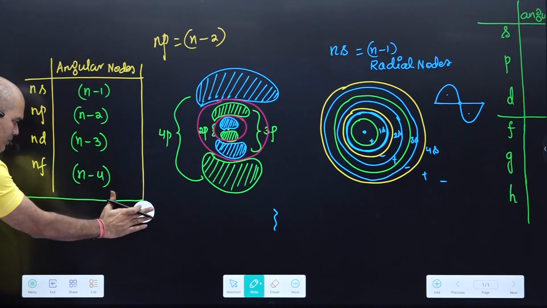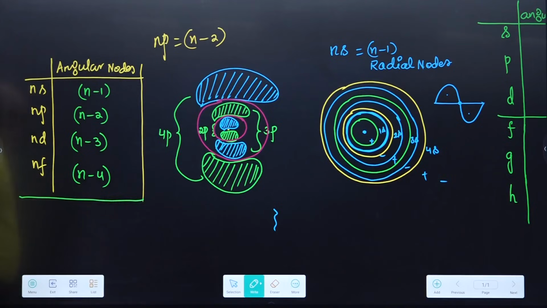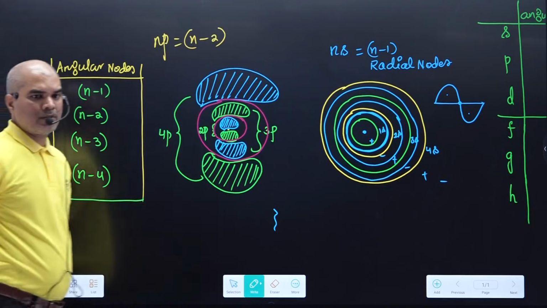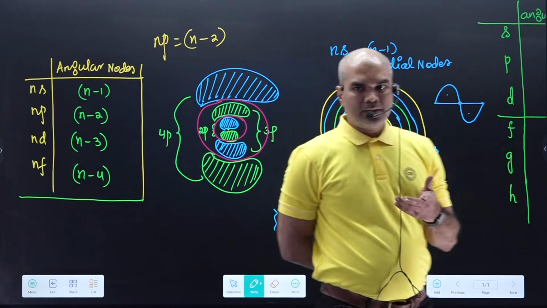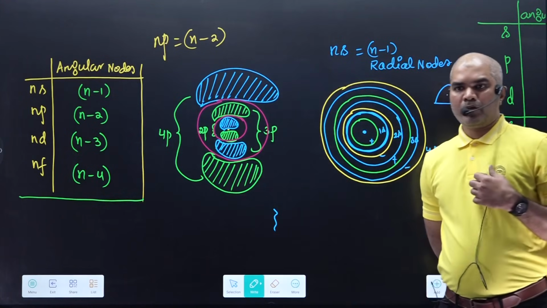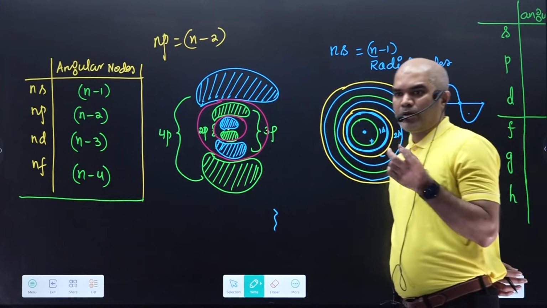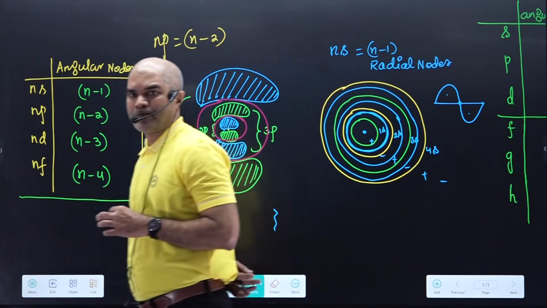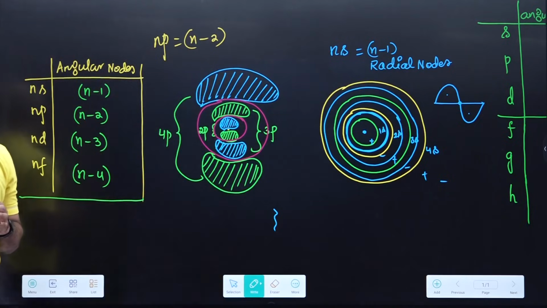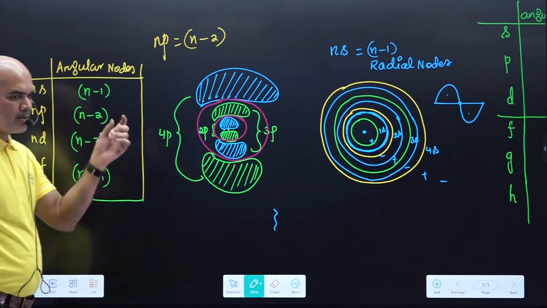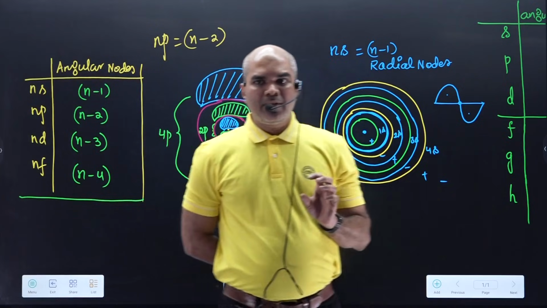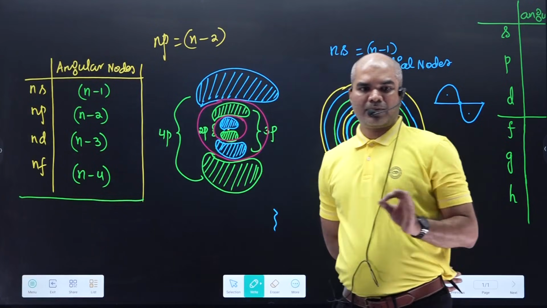Is there any other formula for angular nodes? For radial nodes you gave a formula, it is equivalent to L. For angular nodes, any formula? 2L, no. Any other formula? A general formula, instead of remembering n minus 1, n minus 2, n minus 3, n minus 4. Is there a general formula for angular nodes?